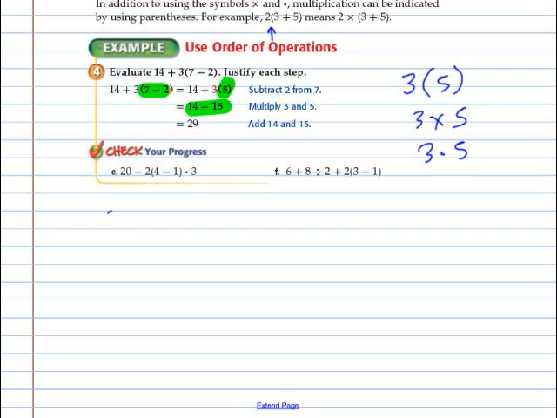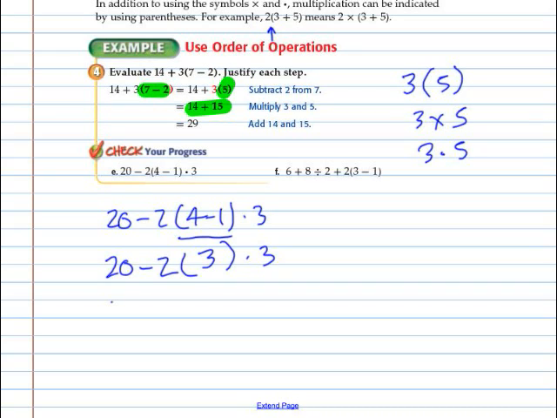In example E, 20 minus 2 times 4 minus 1 times 3. So here they've used the parentheses to show multiplication and the raised dot. Our first step, obviously, 4 minus 1, which is 3. So we have this, 2 times 3, 20 minus 2 times 3 times 3 again.